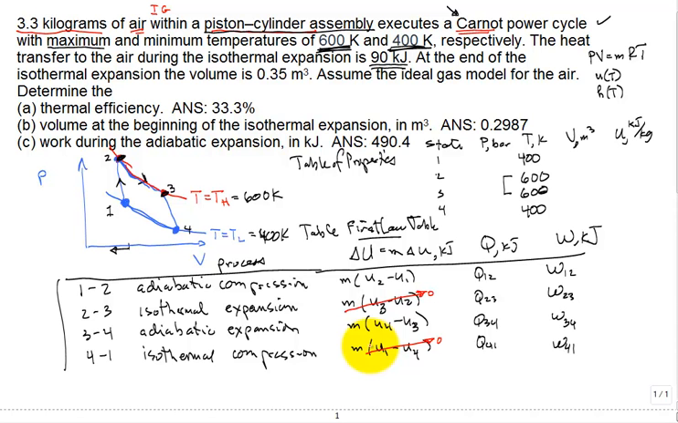Now we focus on the Q's, the heat transfers. Well, 2 of the processes were adiabatic. What does adiabatic mean? No heat transfer. So the process 1 to 2 is adiabatic compression, and the process 3 to 4 is adiabatic. So it's like, this is great. Half of our delta U column and half of our Q column are zeros.